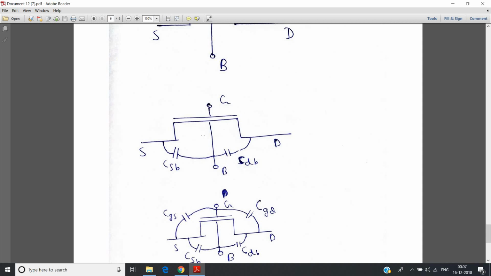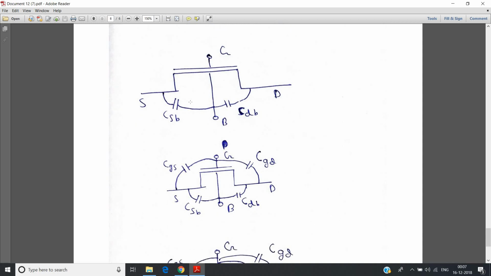Slowly we will add the capacitors whatever we have discussed. Now we discussed there is a capacitor in between gate and source, which is basically overlap capacitance, and same goes for gate and drain. So just draw that. This is CGS and this is CGD. The same picture, we just added these two. So whatever we have added are the overlap capacitances, along with source to body and drain to body capacitance.